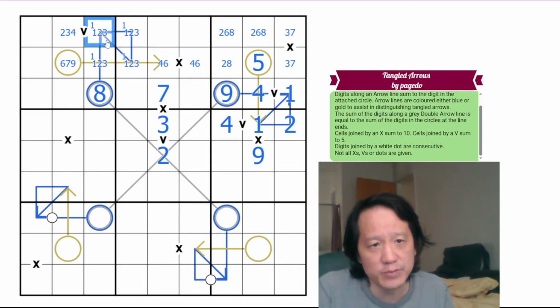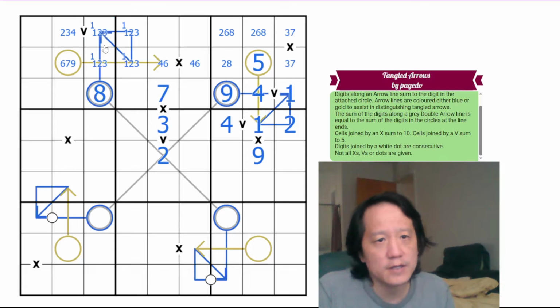This can't be 3, because if this is 3, that means this is 1, 2 at minimum, plus 3 twice. That's already 6, plus 3 is 9. So this cannot be 3. So this can't be 2 then.